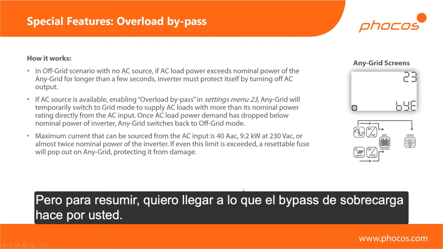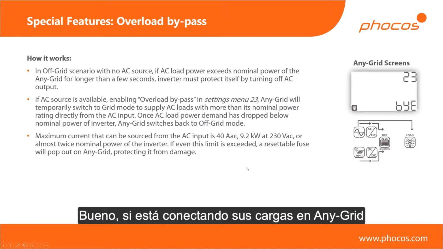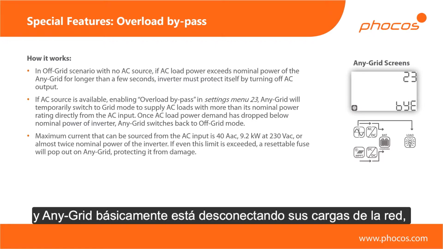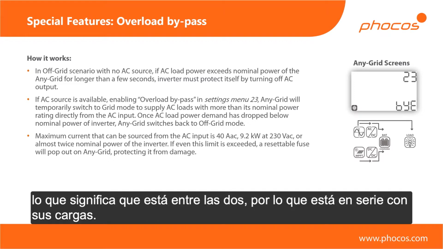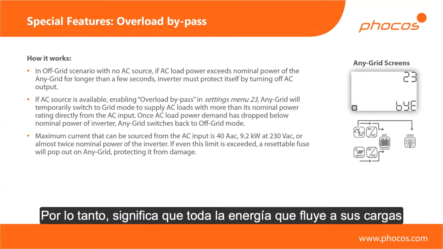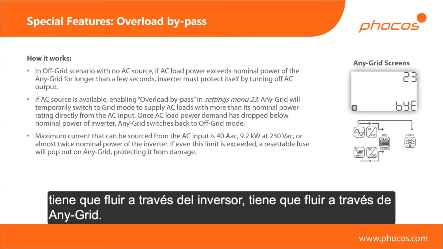But to make a long story short, I want to get to what the overload bypass does for you. Well, if you're connecting your loads on the AnyGrid, and the AnyGrid is potentially disconnecting your loads from the grid, it means it's in between the two, so it's in series with your loads. So all of the power flowing to your loads has to flow through the inverter, has to flow through the AnyGrid.